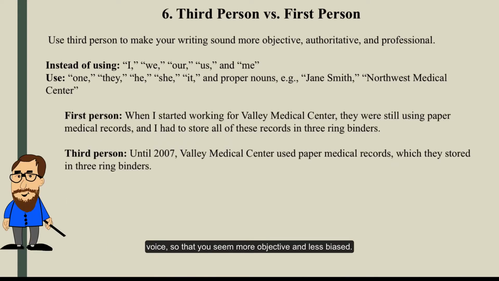If you take a look at this example here, the first person says, when I started working for Valley Medical Center, they were still using paper medical records, and I had to store all these records on 3-ring binders. Now, it doesn't sound very objective, it doesn't sound very authoritative, but when you turn to third person, it takes on those characteristics and becomes a bit more professional. Until 2007, Valley Medical Center used paper medical records, which they stored in 3-ring binders.